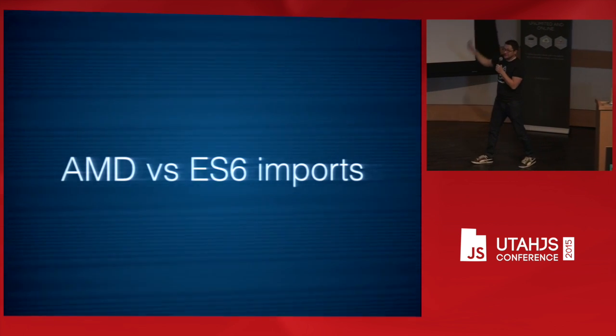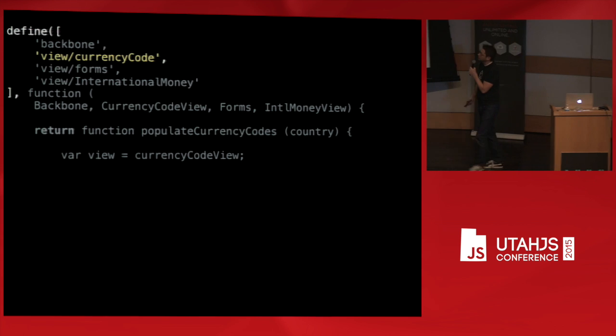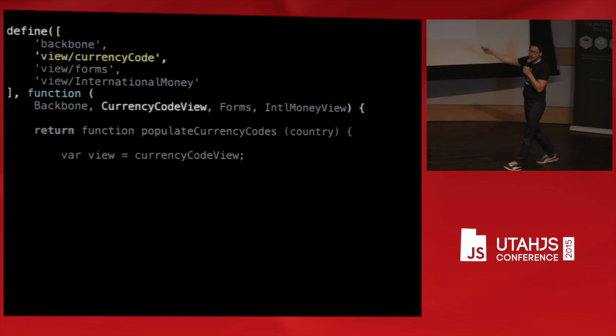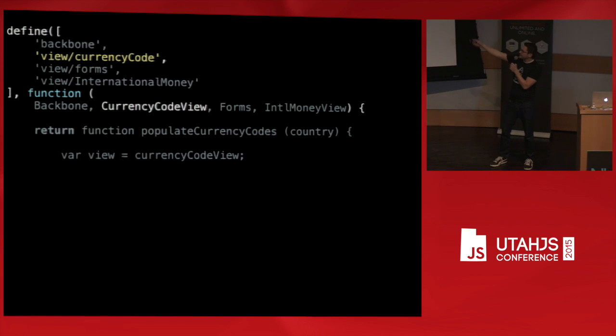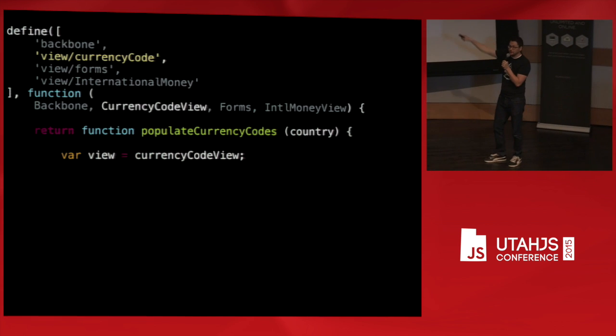We can use ES6 imports right now. So this is what our AMD code looked like. The important pieces are here. You specify, I want to pull in this currency code view file. I'm going to assign that to the currency code view variable, which will magically be available within this inner function.